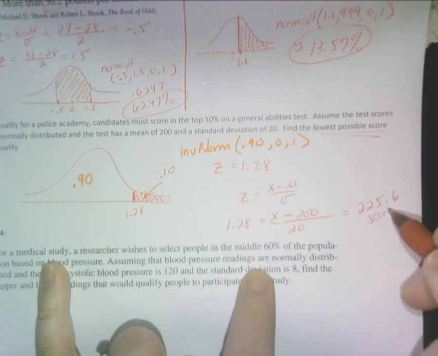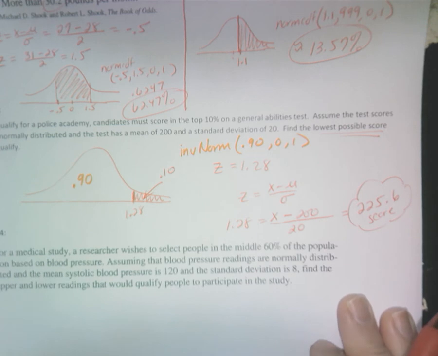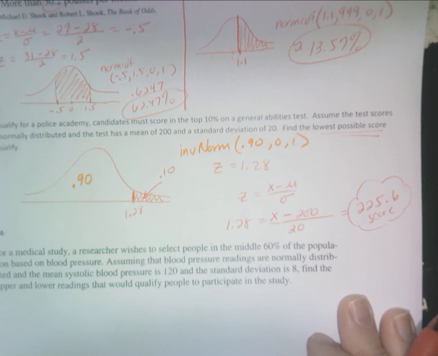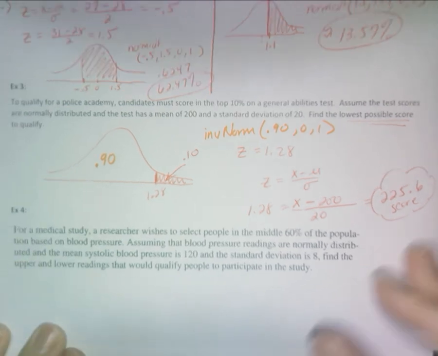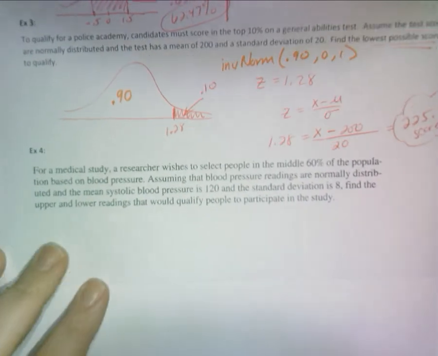225.6. You need to get a score of 225.6 in the police academy to be qualified to move on further. That's what that's saying. Did you think that was hard? It's a little backwards. You put in the area, find your Z, and use the formula backwards. Let's do one more problem and see, hopefully this makes sense.